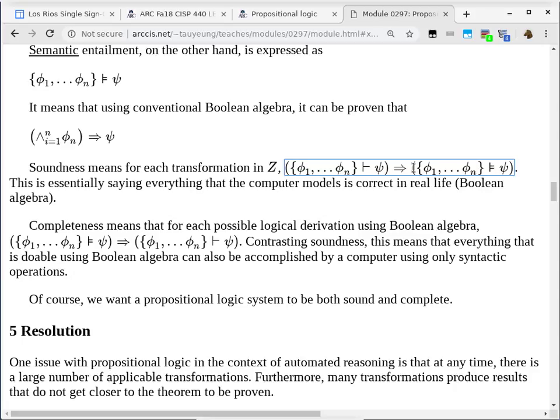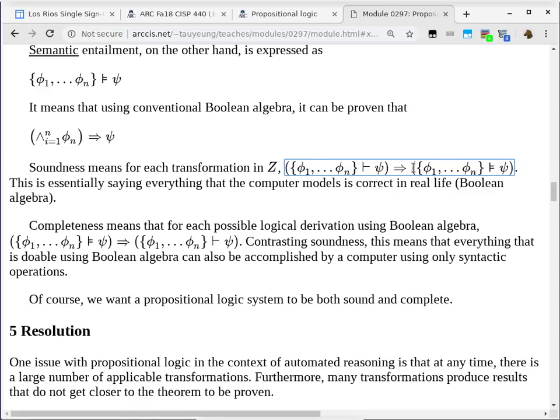Is that okay? So let me say that one more time at the tree level, at the pine tree level. What is highlighted right now on the screen is saying if the computer can prove something to be true, you should be able to prove it by hand as well that it is true. And that part is soundness. The transformations or the inference are sound.